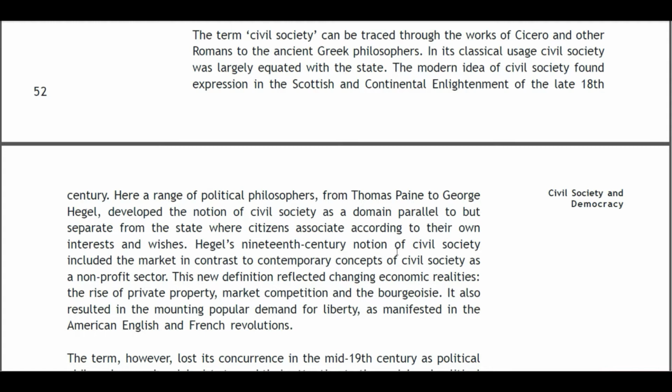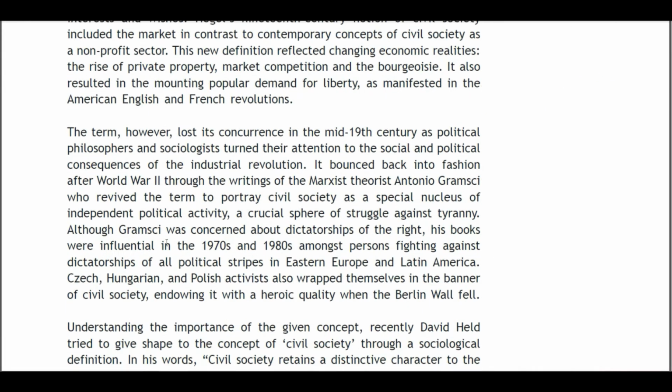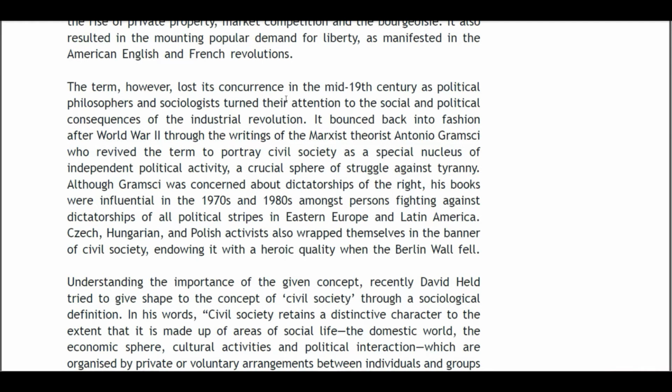Hegel's 19th century notion of civil society included the market, in contrast to the contemporary concept of civil society as a non-profit sector. This new definition reflected changing economic realities: the rise of private property, market competition, and the bourgeoisie. It also resulted in the mounting popular demand for liberty as manifested in the American, English and French revolutions. The term, however, lost its currency in the mid-19th century as political philosophers and sociologists turned their attention to the social and political consequences of the Industrial Revolution.